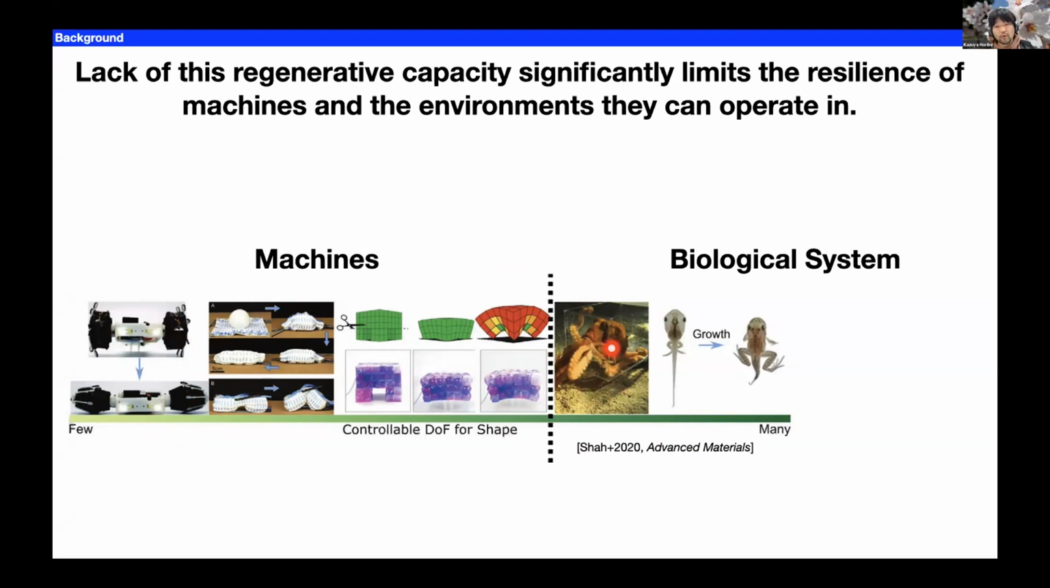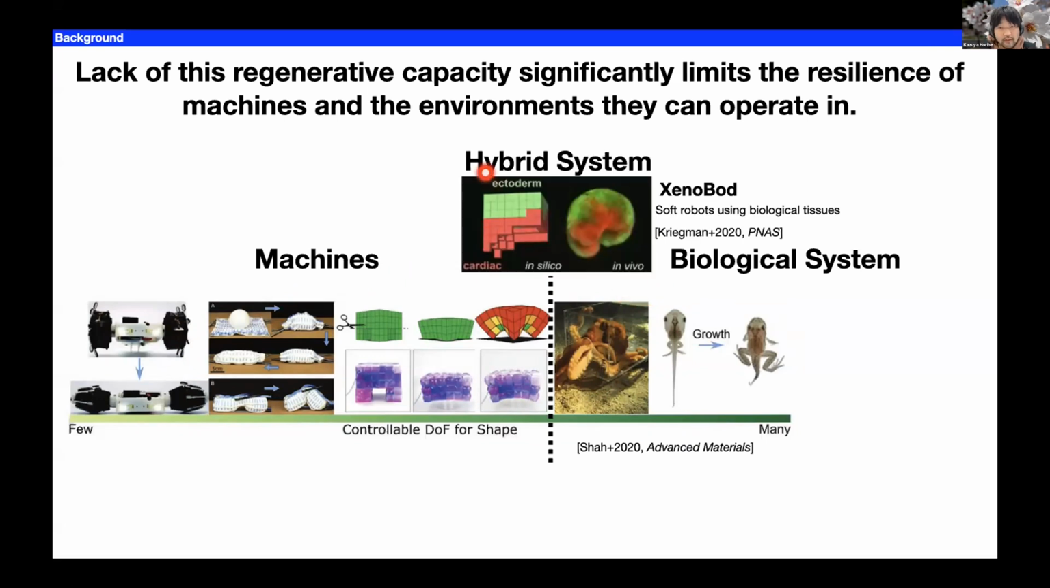The biological system is more soft and can adapt to the environment. In a recent study, Kriegman made the Xenobot, which is a soft robot using biological tissue. So researchers try to move from this area to this area for artificial systems.